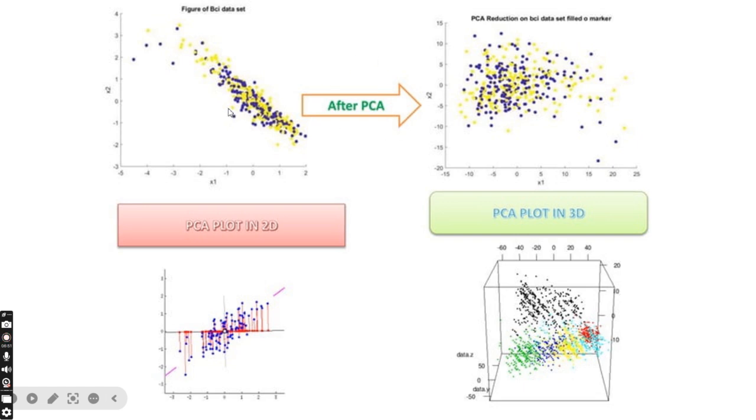So principal component analysis extracts the features, reduces the dimension, and also extracts the patterns, so that we can understand what kind of data it is. That is the major goal of PCA.